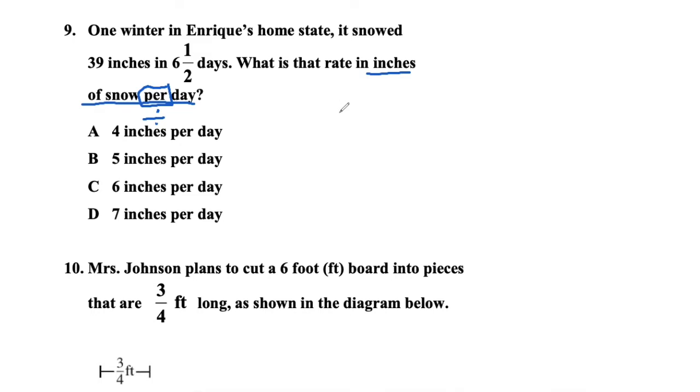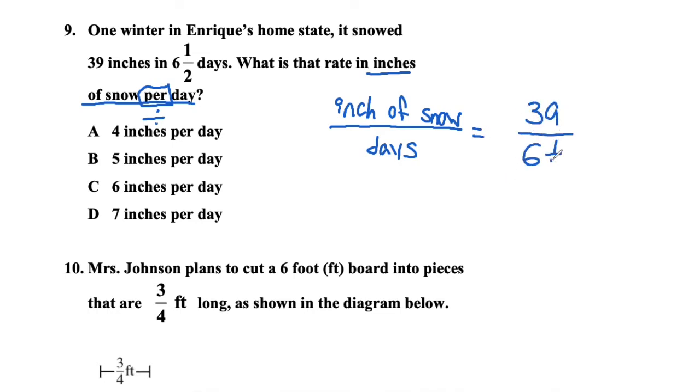So it's asking for the number of inches of snow per, which just means division, the number of days. So this is going to be 39 divided by 6.5. In order to divide these two numbers, we first need to turn 6.5 into an improper fraction. So on top, the 39 is going to stay the same. And on the bottom, we need to turn 6.5 to an improper fraction.